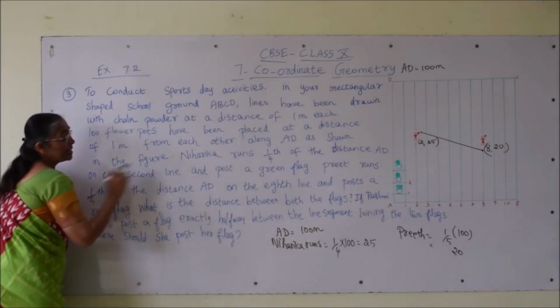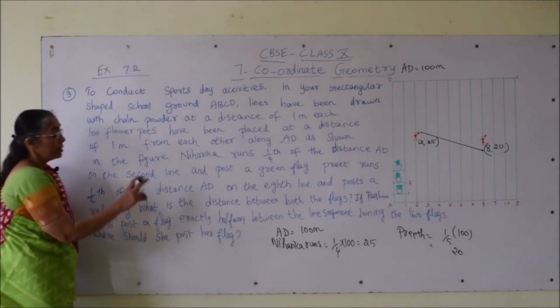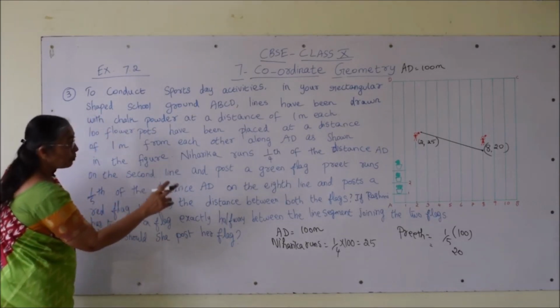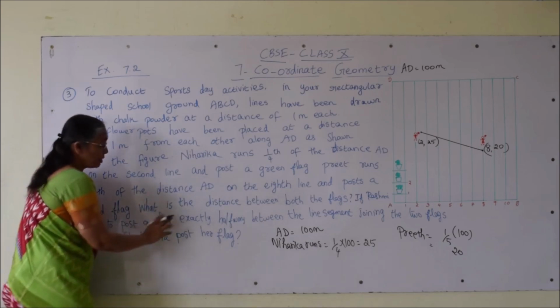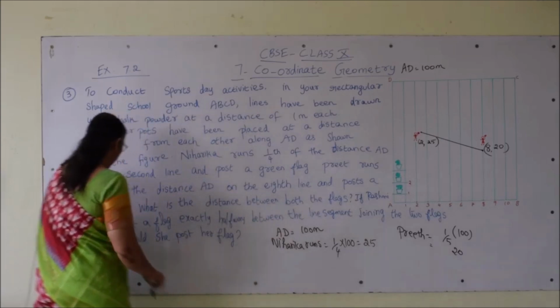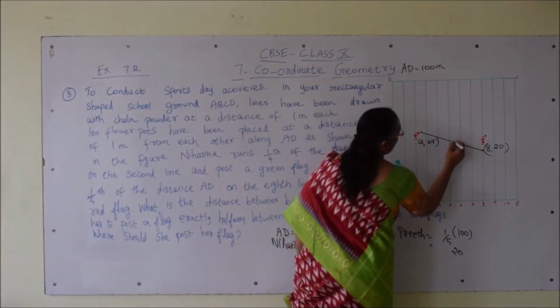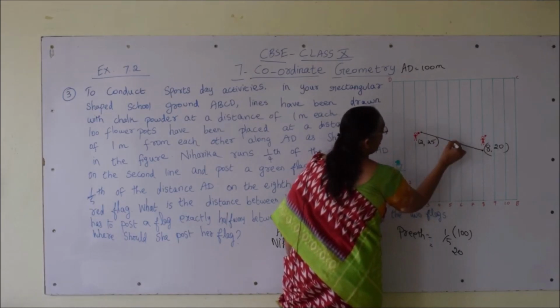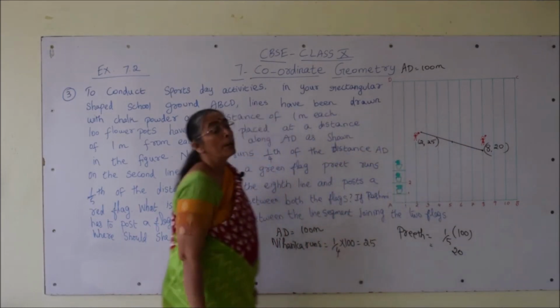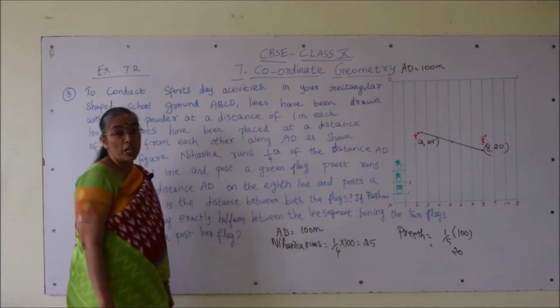First part is finding distance. To find the distance between two flags, we can use the distance formula. Now, second part: if Reshmi has to post a flag exactly halfway between the line segment joining the two flags, where should she post her flag? Exactly halfway between means we can use the midpoint formula to find out where Reshmi will post her flag.